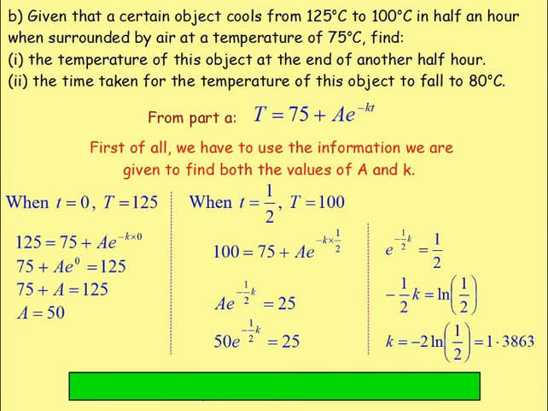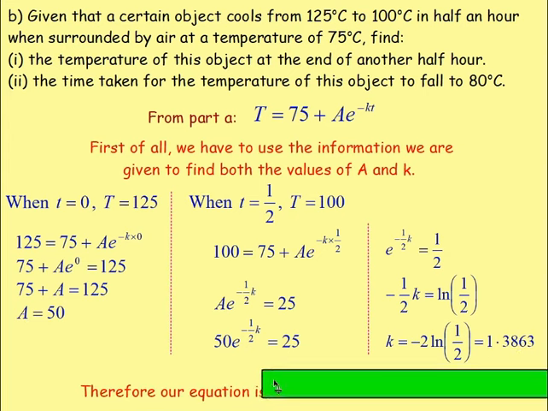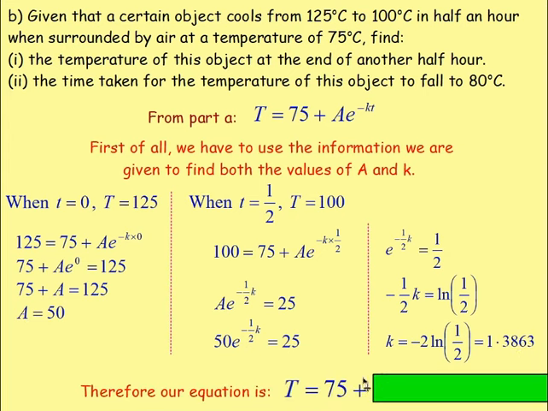We want to find out the value of k, so to get k, well, we'd multiply both sides by 2, and we'd also multiply through by negative 1 as well. So we'd have negative 2 ln 1/2, and if you put that into the calculator to a few decimal places, you get 1.3863. Therefore, it means our equation, because we've found the values of a and k, we are going to have t equals 75 plus a is 50, so we'd have 50 e to the power of, and replace k with 1.3863. So it'll be negative 1.3863 t. And that there is our equation.